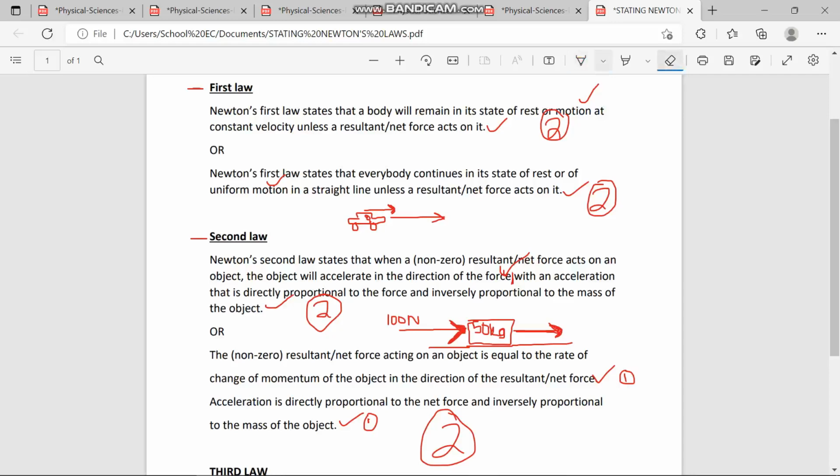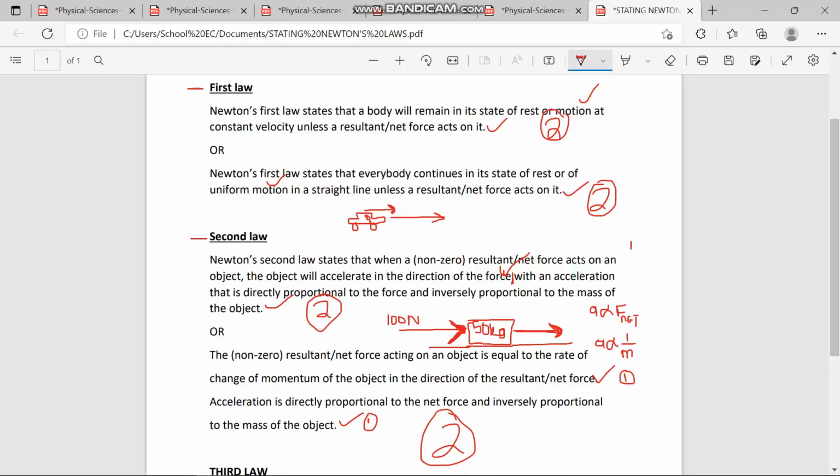So this basically means that the net force, where our formula comes from, F net is equal to ma, then the acceleration is directly proportional to the net force. And this acceleration is also inversely proportional to the mass of this object, which is a 50 kg block. Inversely proportional, that's how it goes.